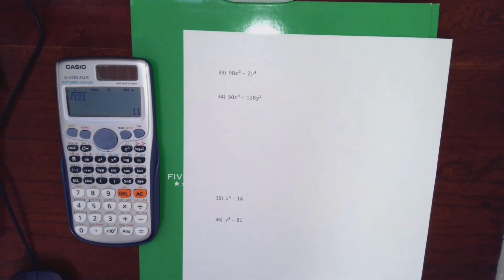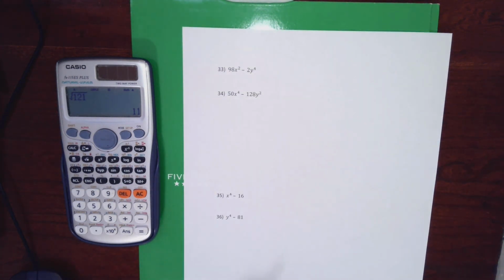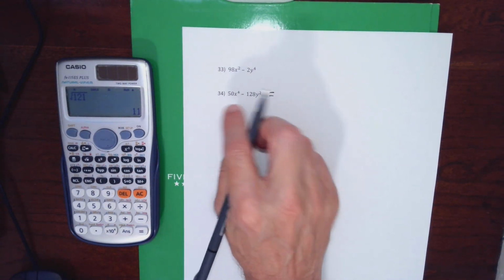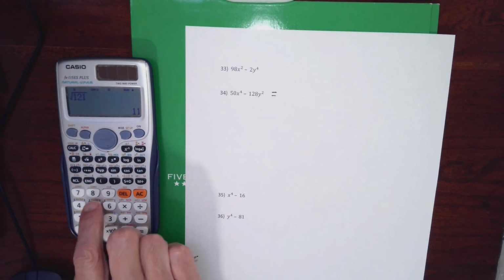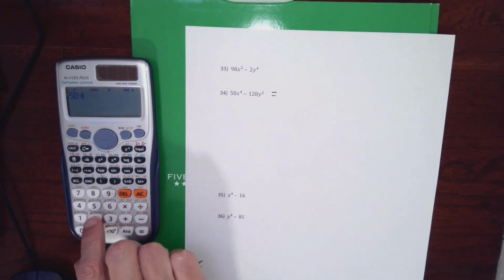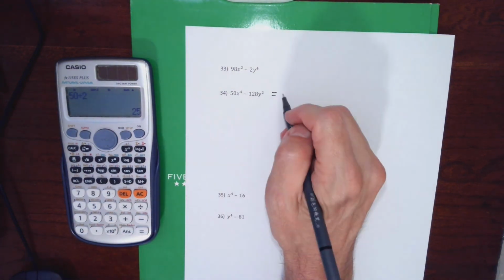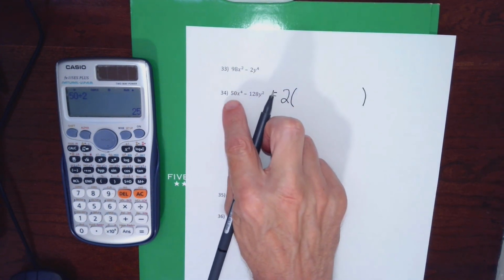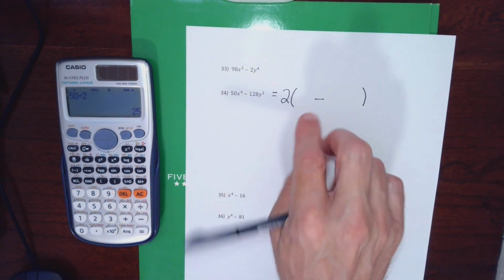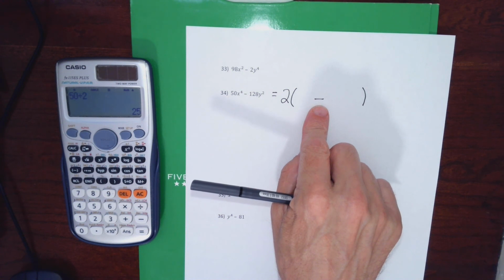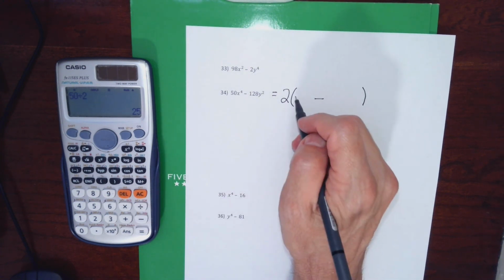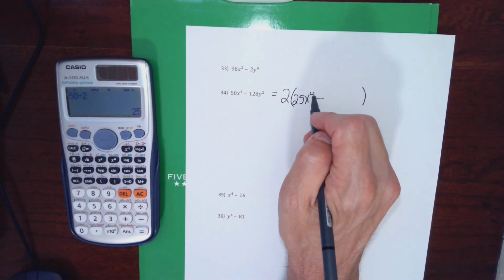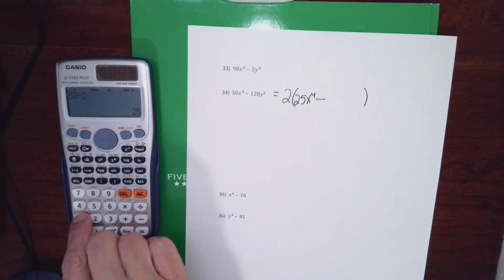Multiple variables, larger numbers. Let me try 34. In 34, both 50 and 128 are even. I'm going to factor out a 2. I'm going to write a 2 in front of my parentheses. And then to the left of the minus sign, because I'm not changing signs, I didn't factor out a negative, 50 divided by 2 is 25. I can't factor out an x because the second factor doesn't have an x.